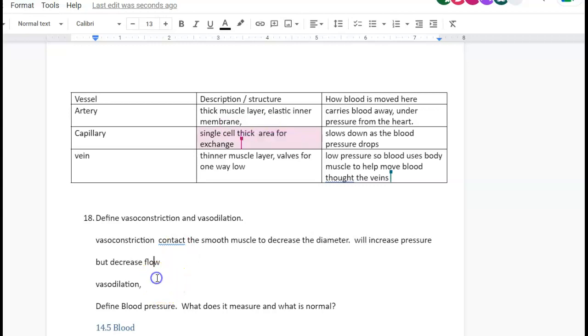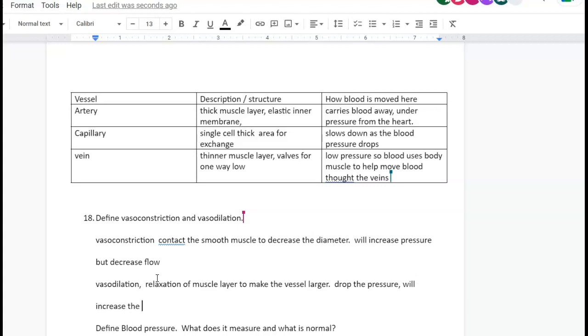Vasodilation is the relaxation of the blood vessel, relaxation of the muscle layer to make the vessel larger. That will drop the pressure. But since you now have a larger hose, it will increase the flow. Good.